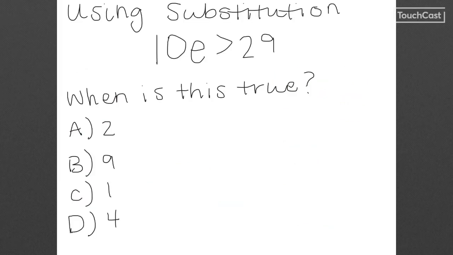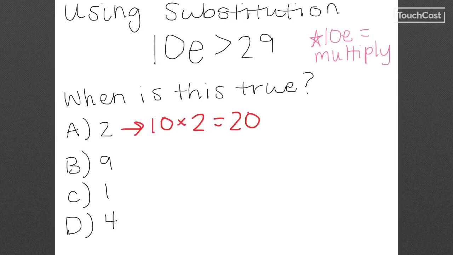Now I want us to try solving an inequality problem using substitution. So I've given you 4 different options for this equation, and I want to know which of these options make this inequality true. So the inequality says 10e is greater than 29. So let's fill in e with 2, 9, 1, and 4 to see which of these numbers will make the equation true. Now it's important to remember when we see 10e, we're multiplying 10 times e.